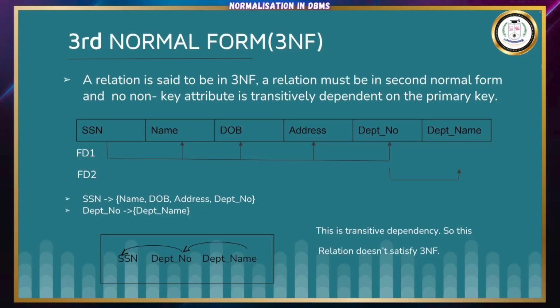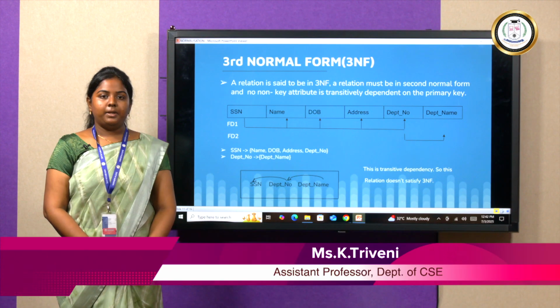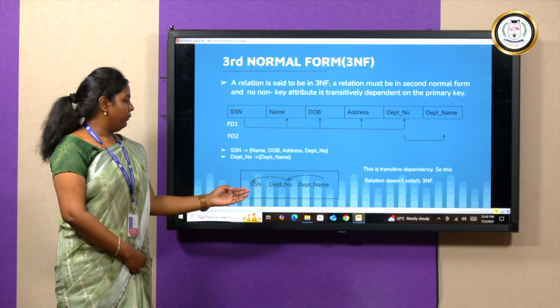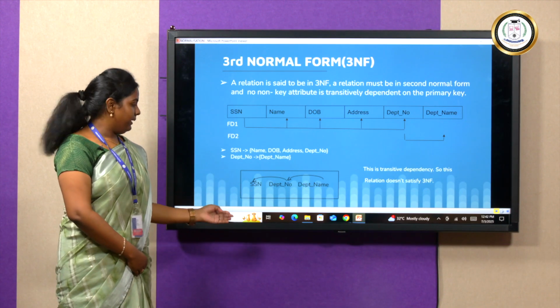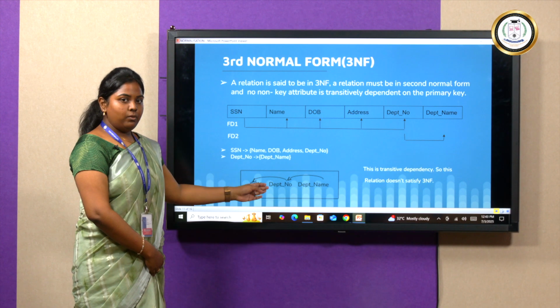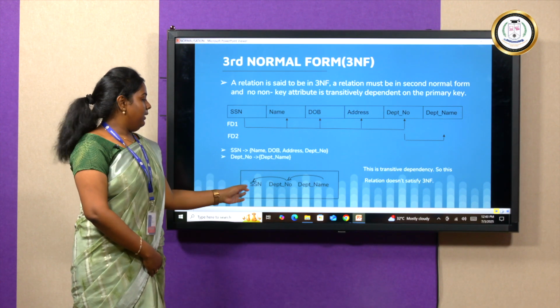We are going to talk about the third normal form. Third normal form must first satisfy the second normal form. And the third major thing is that we should not have any transitive dependent data in third normal form. Transitive dependencies are like this: here we have department number, which is dependent on SSN, and again we have department name, which is dependent on department number. So if this is A, this is B, and this is C, B is relying on A and C is relying on B. So obviously C is indirectly relying on SSN.